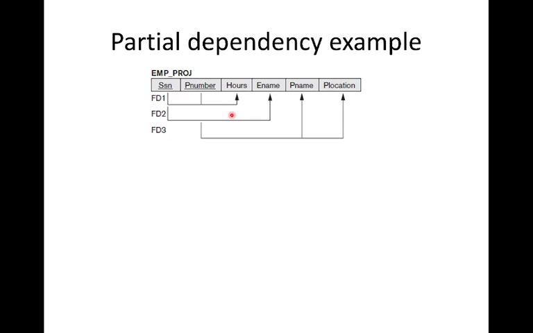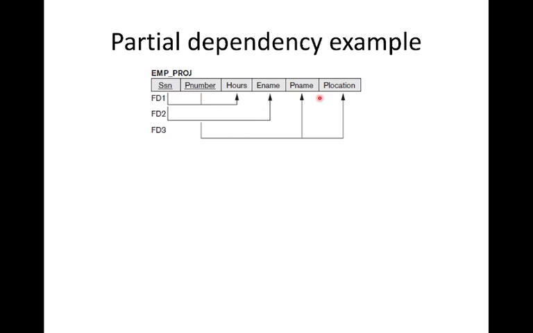So here is an example for partial dependency. Here EMP_PROJ is a relation, and the key is SSN comma P number. This combination is the key of this relation. Now we have a full functional dependency: hours is fully functionally dependent on SSN and project number together. But E name is dependent only on SSN. So it is having partial dependency. So we call it partial dependency.